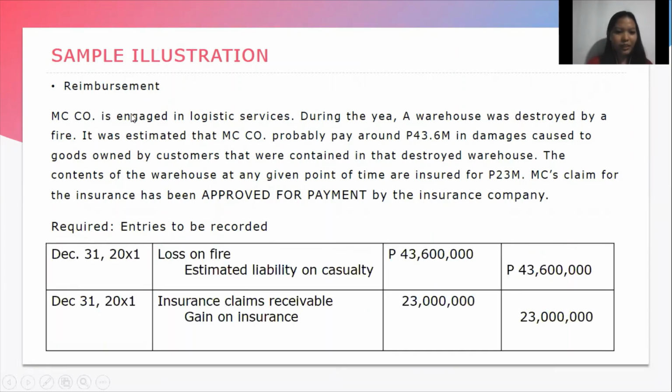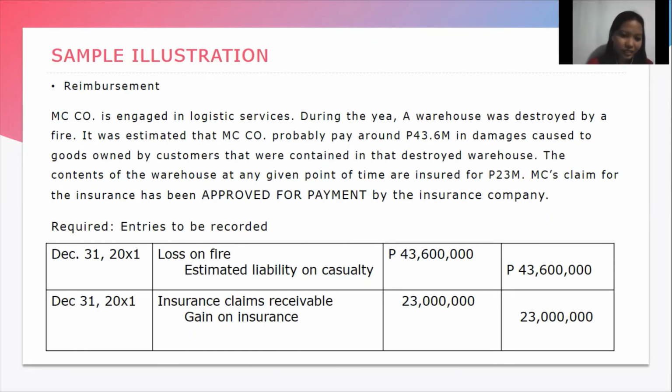So, we have the entries to be recorded on December 31, 2021: debit loss on fire, 43,600,000, and credit estimated liability and casualty, 43,600,000. Since there is a liability, may liability tayo. Since yung sa destroyed warehouse, meron doon na goods na own na ng customers. So, ibig sabihin, hindi na sa atin yun, kailangan na lang i-deliver but it's in the warehouse. So, ibig sabihin, may liability tayo sa customer.